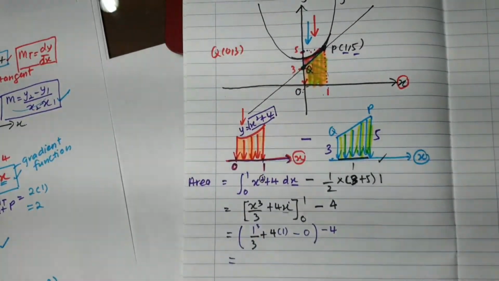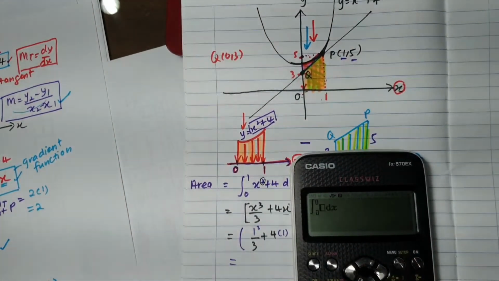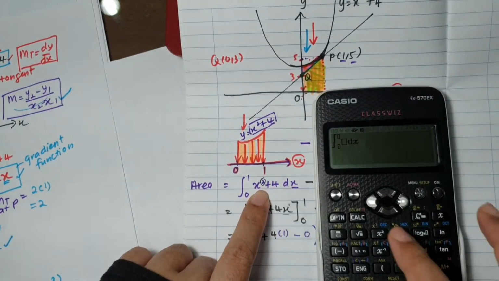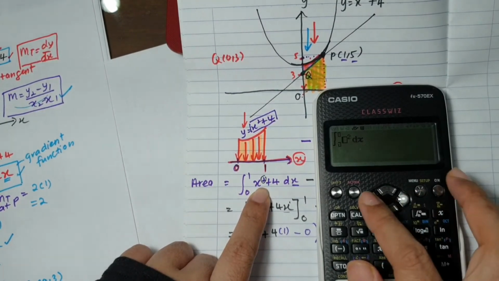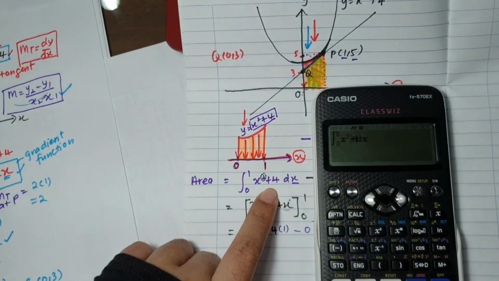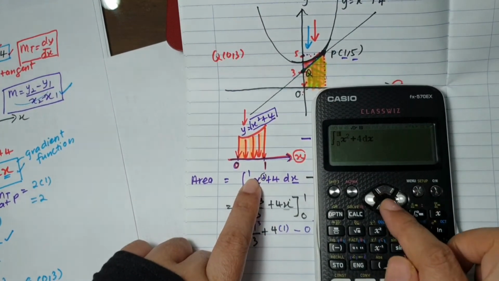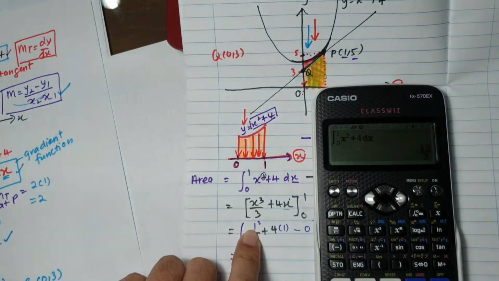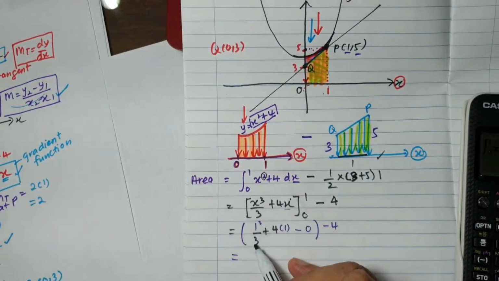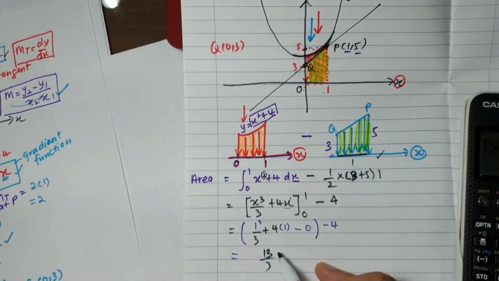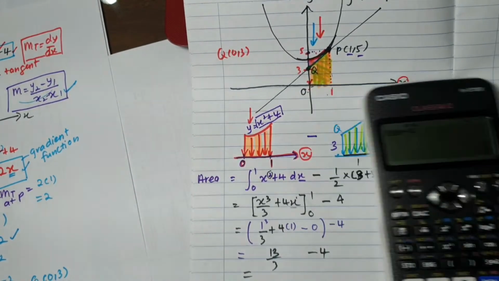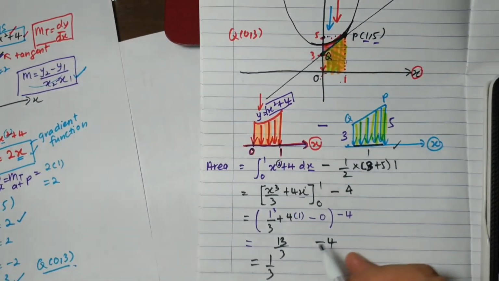You want to check, use calculator, you can use this button, key in the original equation, x squared plus 4, limit is 1, 0, equal sign, 13 over 3. Okay, so is it correct? 4 times 3, 12, 12 plus 1, yes, 13 over 3, minus 0, so 13 over 3, minus 4. 13 over 3 minus 4, it is 1 over 3. Squared unit.